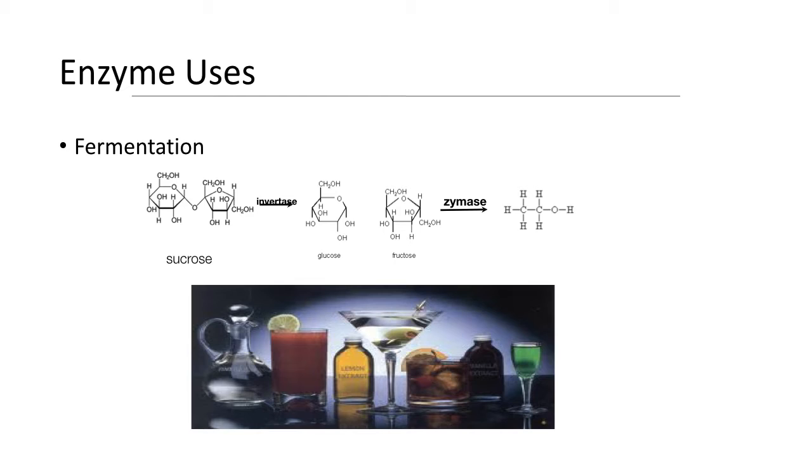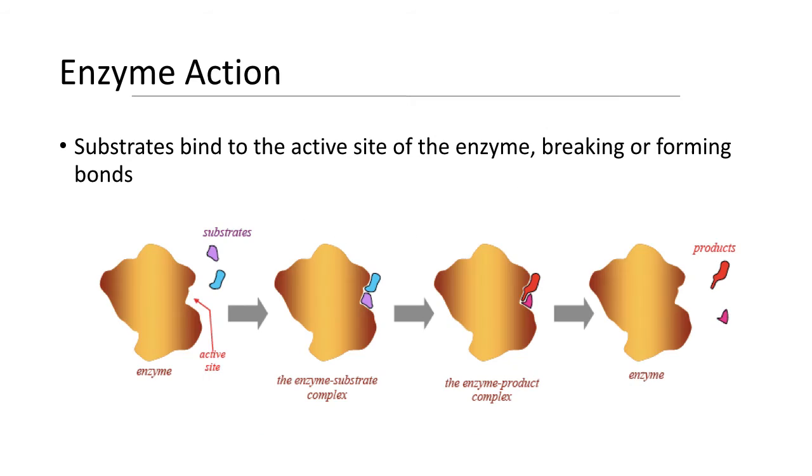Enzymes are also used in the process known as fermentation. In fermentation, you choose a source of sucrose, some sort of sugar. This can be, for example, wine grapes. And the first enzyme, invertase, breaks it down. It hydrolyzes the sucrose into glucose and fructose. Then another enzyme, called zymase, converts those molecules into ethanol. So you've changed and fermented the wine, or specifically the sugar in the wine, into ethyl alcohol.